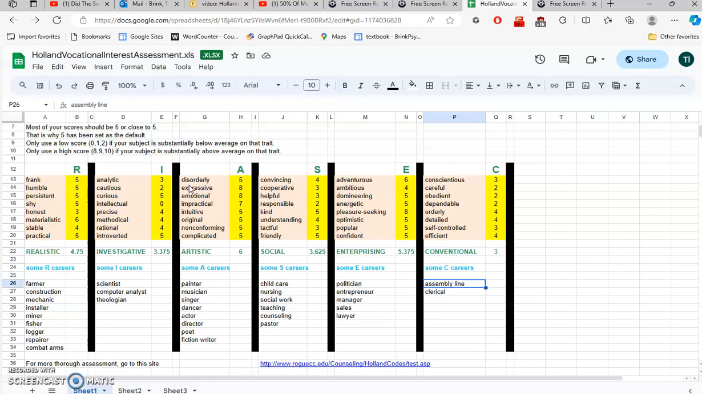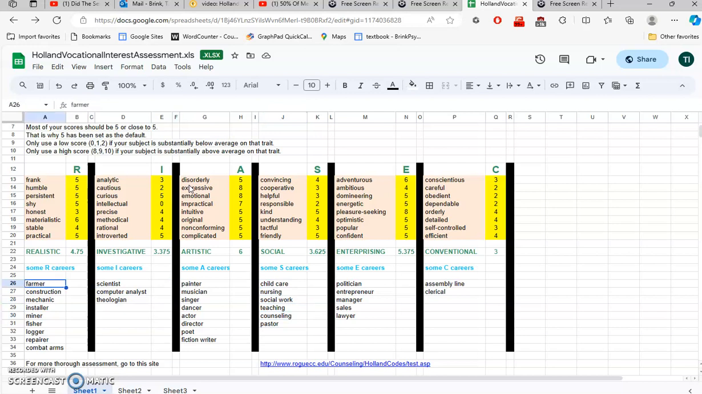So he would not be a fit with assembly line or clerical type careers. He would get bored and he would perform poorly. Similarly, his next lowest was investigative. He would not make a good scientist, computer analyst, or theologian. He also scored pretty low on S careers, social careers. I can't imagine Homer Simpson in childcare, nursing, social work, teaching, counseling, or being a pastor.